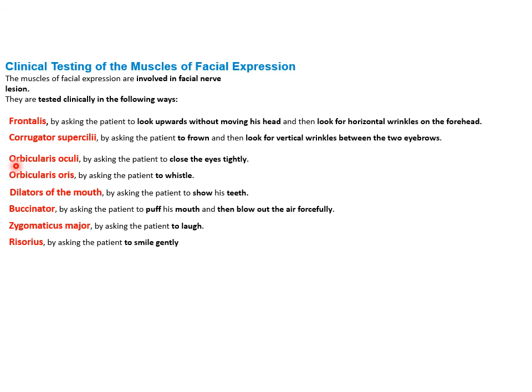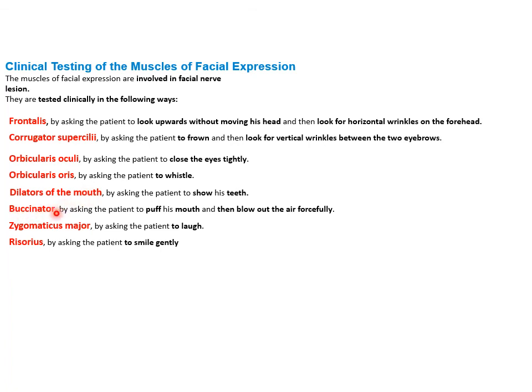To test the orbicularis oculi, we ask the patient to close his eyes tightly. If he can close his eyes tightly, it means that the orbicularis oculi is intact. For orbicularis oris, we ask the patient to whistle. If he can whistle, it means the orbicularis oris is intact. For the dilators of the mouth, we ask the patient to show his teeth. If he can show his teeth, it means the dilators of the mouth are intact.